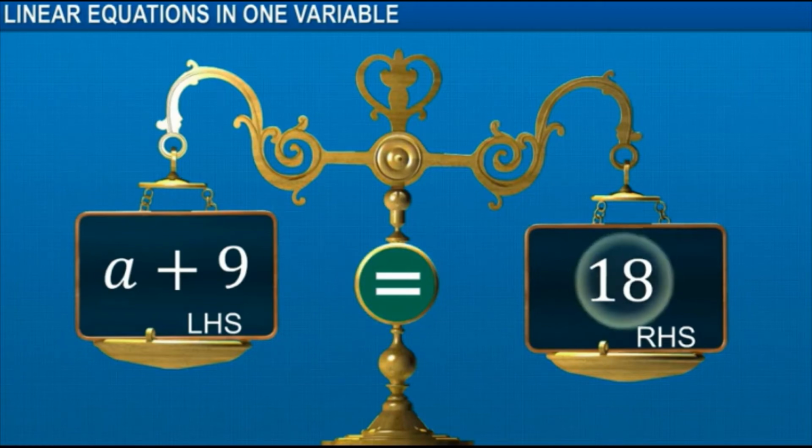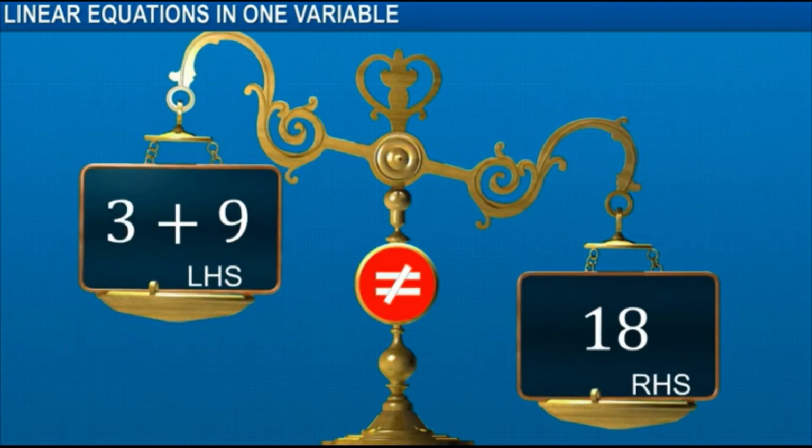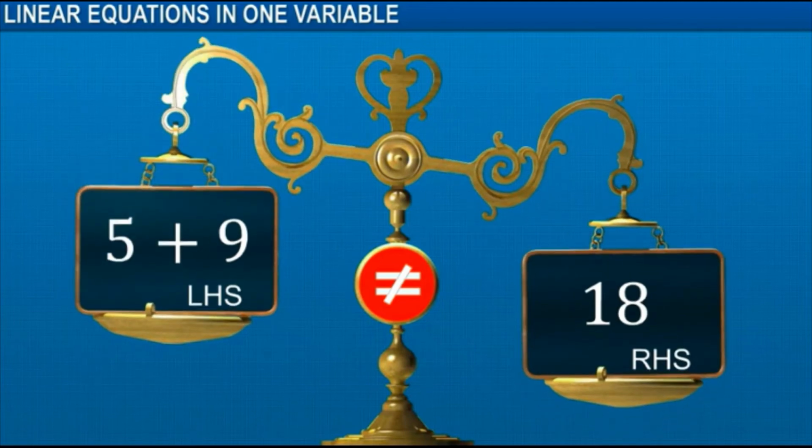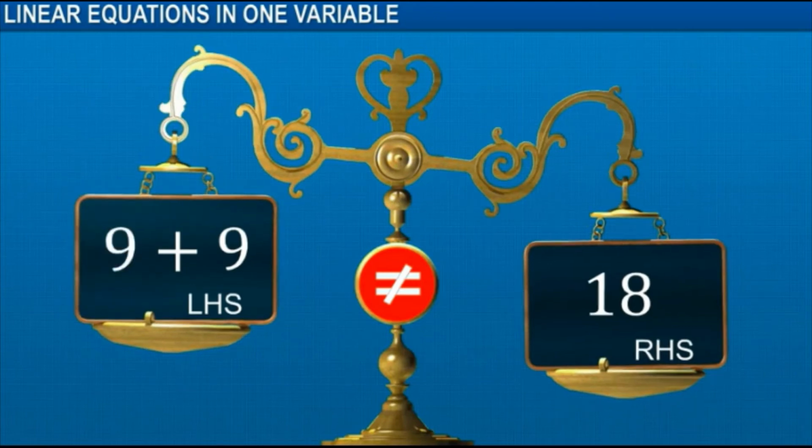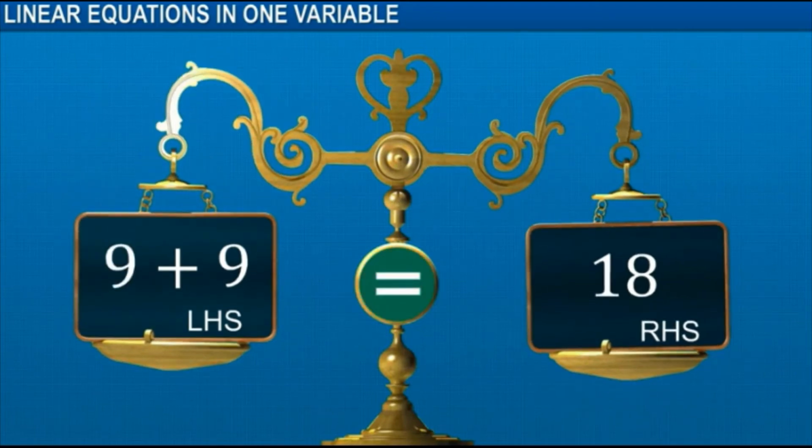On the right pan, we have a number that is a constant. However, on the left pan, the expression has the variable A. Now, if we replace A with a number, say 3, the LHS is no longer equal to the RHS. Let's put another number, 5. No, it's still not equal. Let's put another number, 9. Yes, now it's a perfect balance.